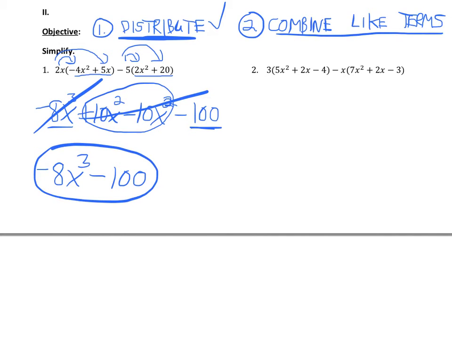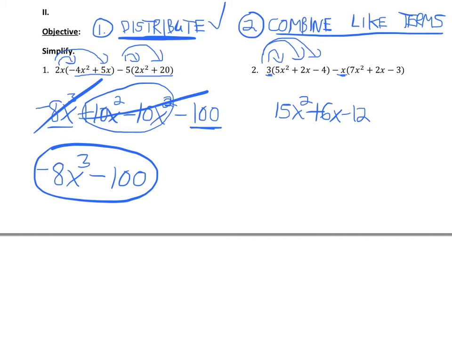That's my answer. Okay, let's do number 2. Number 2, you should see right away, we're going to distribute 3 to the first trinomial. Then we're going to distribute negative x to that second trinomial. So again, let's distribute. 3 times 5 is 15. And then the x squared, we just bring that down. 3 times 2x is going to give us 6x. And then 3 times negative 4 is negative 12.